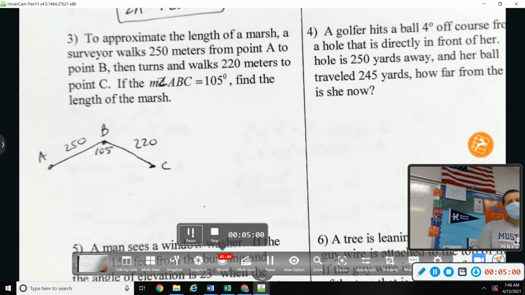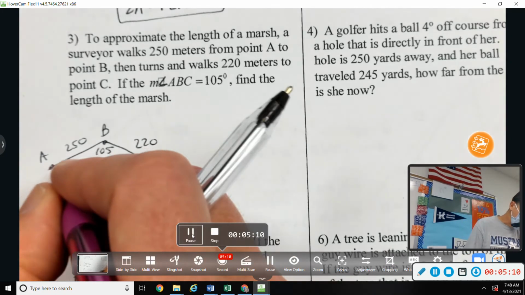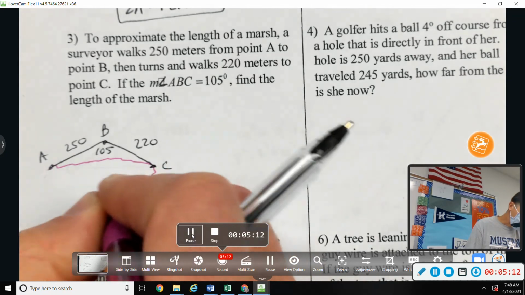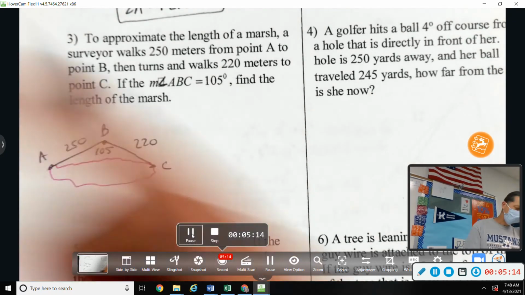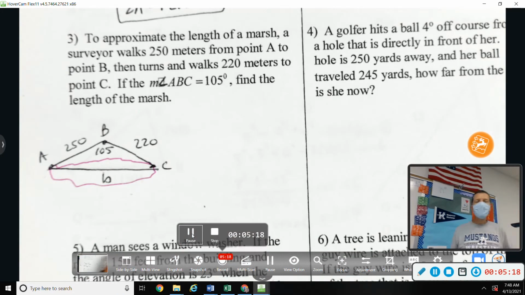So this one I'd say is a little bit confusing. It's like, well, it didn't tell me exactly where the marsh is, but surely it means like this is the marsh right here, like there's some wetland area, and what we're really finding is the length of that marsh, because what else would we be finding?